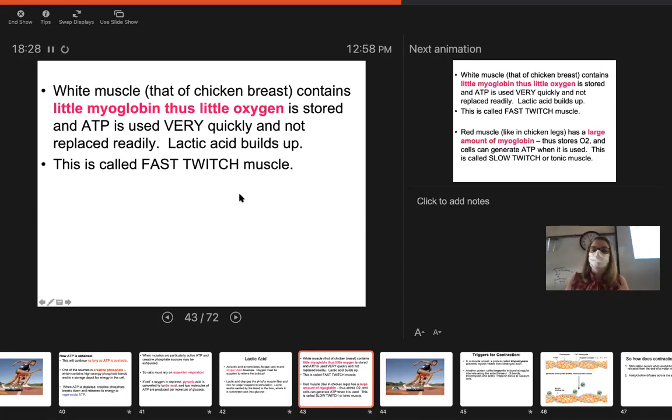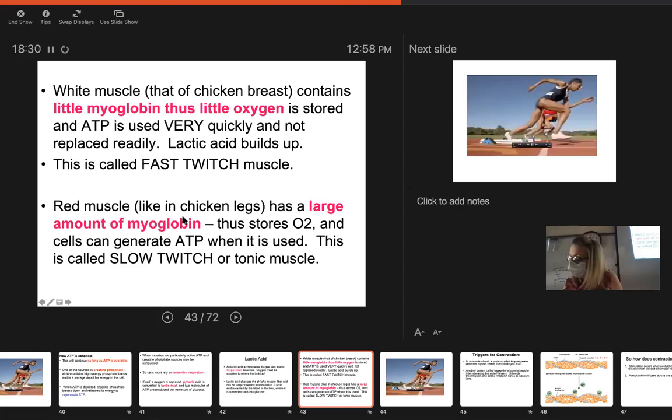Now, red muscle, like in chicken legs, has a large amount of myoglobin so that it can make ATP when it needs it. This is called slow twitch muscle.